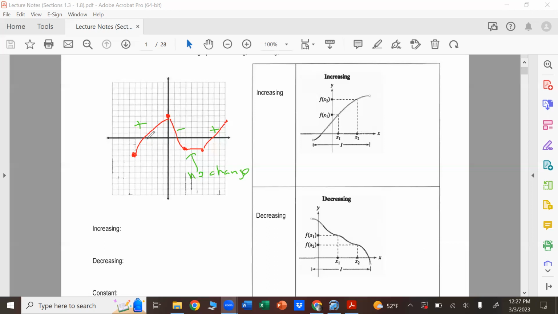-1, -2, -3, -4. So it starts at -6, I think. That's 0, 1, 2, 3, 4, 5, 6. And it goes all the way up to what? 7, 8, 9, 10. Okay, I think I got it. So here's how you're going to write it.